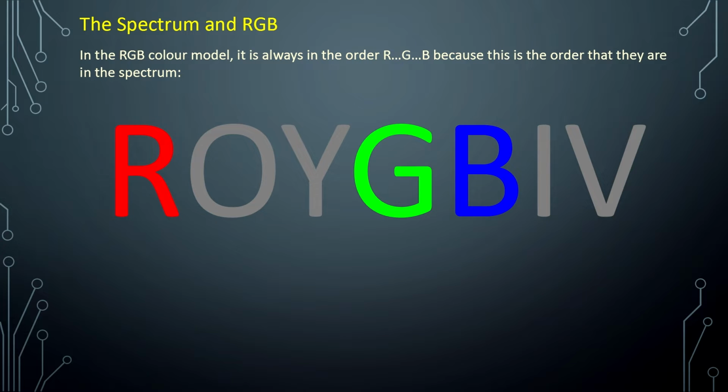So when we look at our RGB colour model for computers, they are still in that same order. So we always start with our red, we're not going to worry about orange and yellow, green, blue, and then we've got the indigo violet. So we're going to use these three colour channels to represent colours on a computer. So this is called the RGB colour model.